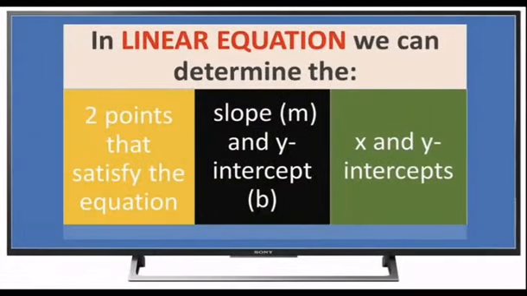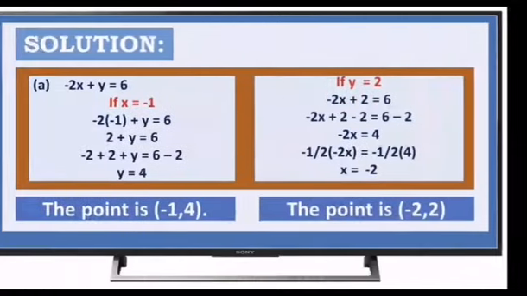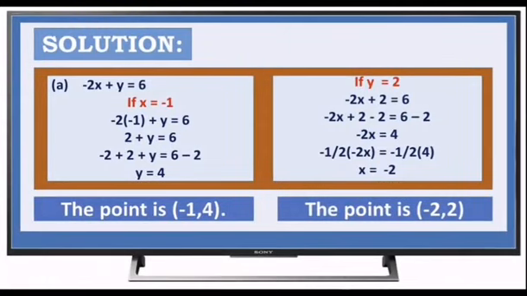In linear equation, we can determine the 2 points that satisfy the equation, slope m and y-intercept b, and x and y-intercepts. Example, given negative 2x plus y equals 6. Find 2 points that will satisfy the equation, slope and y-intercept, and x and y-intercept. In the given equation, in order for us to find 2 points that will satisfy this equation, we have to assign a value for x and y.